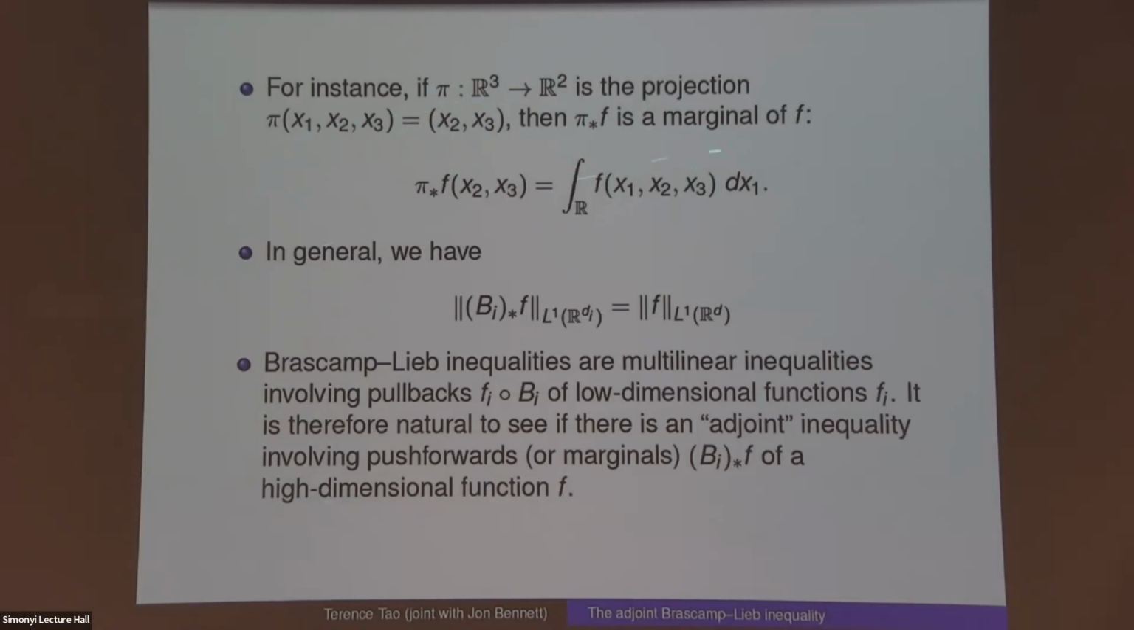Okay, so that's sometimes what you call a marginal. So f is a probability measure on three variables. This would be the marginal distribution of just the last two of your three variables. Because you're non-negative, Fubini's theorem basically tells you that this push forward preserves mass. The push forward of f has the same L1 norm as f, which of course is adjoint to the fact that pullbacks preserve L infinity.